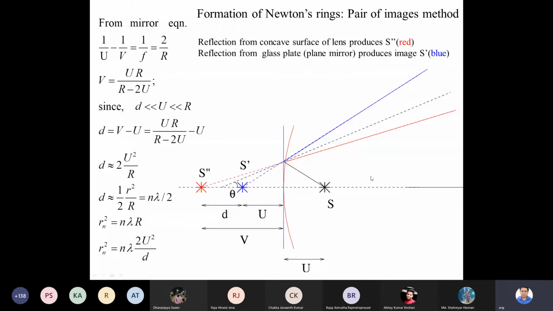You have this capital R, and then the source is somewhere here. So you can see the red dot, and you can see the blue dot. Reflection from the concave surface of the lens produces S double prime, which is in red, and reflection from the glass plate. Sir, please repeat it. Oh, yeah, okay, so this is slightly changed. No, this is fine.